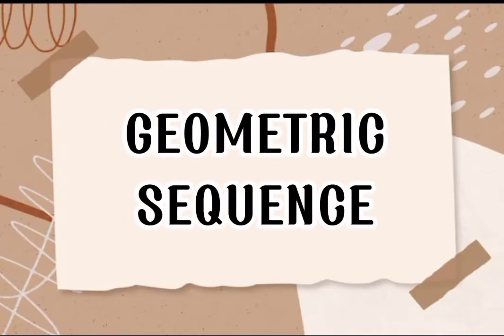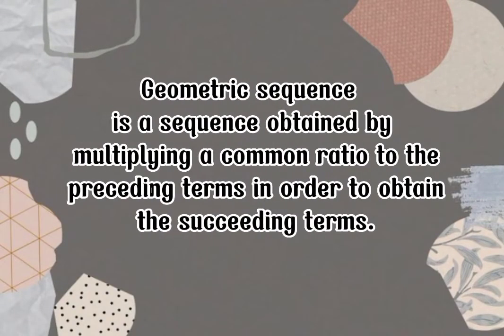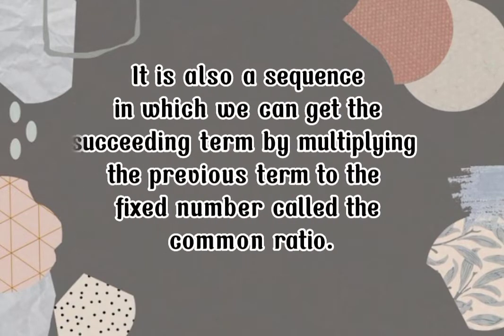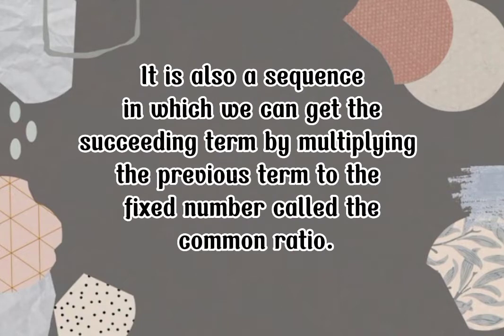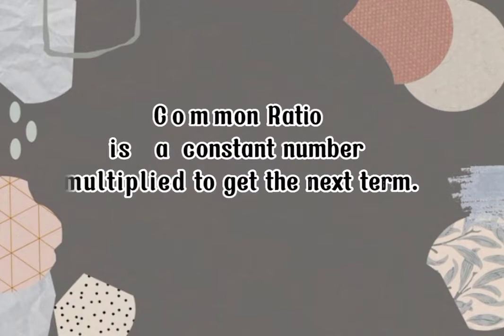Geometric sequence. A geometric sequence is a sequence obtained by multiplying a common ratio to the preceding terms in order to obtain the succeeding terms. It is also a sequence in which we can get the succeeding term by multiplying the previous term to the fixed number called the common ratio. The common ratio is the constant number multiplied to get the next term.